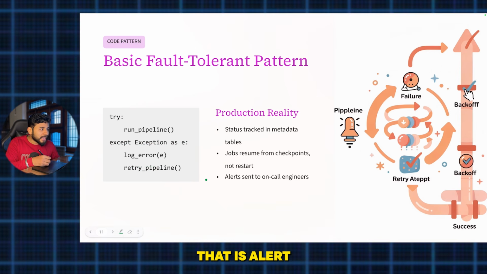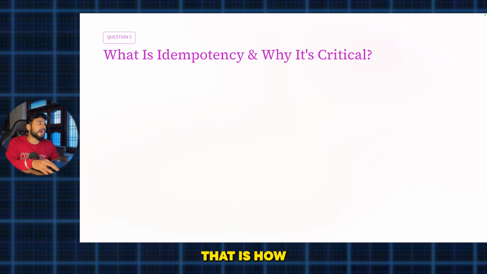Next thing is that an alert is sent to the on-call engineer. Whenever a failure happens, you have to send an alert. That is very important. Next thing, retry counts and delays are configured. Whatever delays or retries there are, you have to count them. That is how it happens.